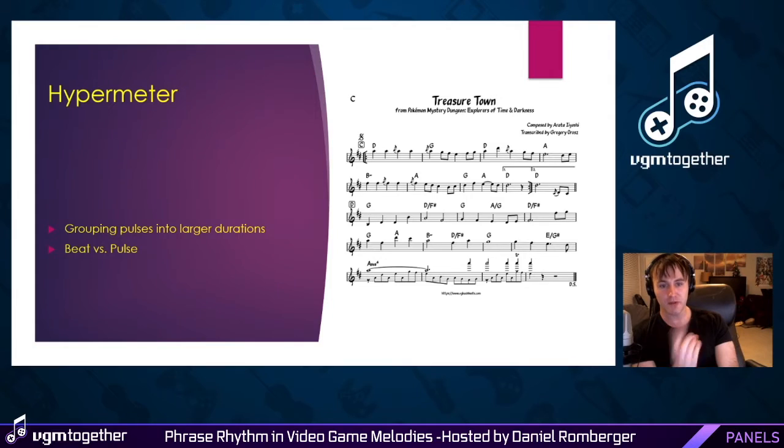There is a specific kind of pulse, which is called the beat. So the beat is seen as the fundamental pulse, and the beat is what gets noted down on sheet music. So in this case, when Gregory Arose transcribed this piece of music, he notated this as the beat specifically. But even though he notated that as the beat specifically, there are still other kinds of pulses.